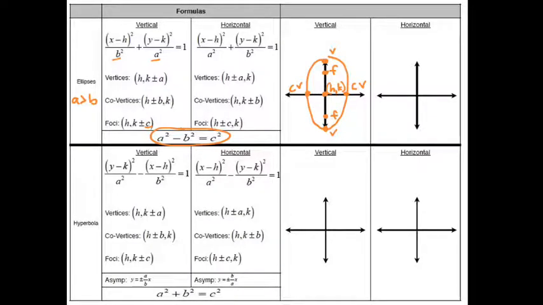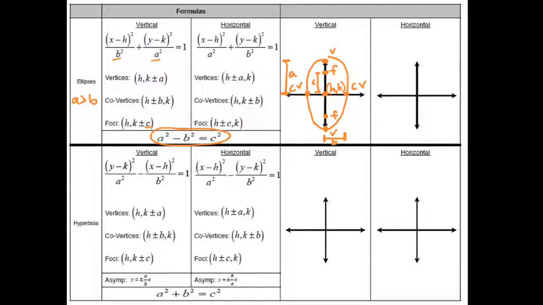There's a couple important markings here. Let's say the distance from V to the center, that is your A. All right? And then the distance from the F down to your center, that is your C. The distance from the center over to the co-vertex, that is your B.